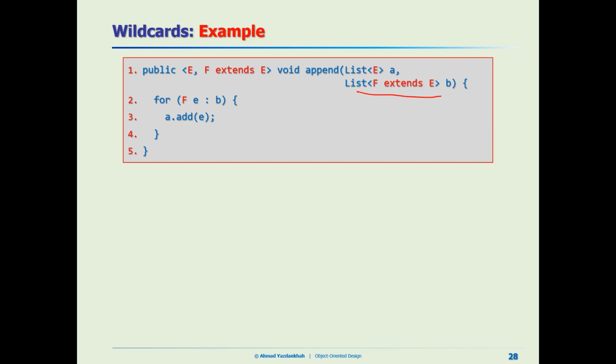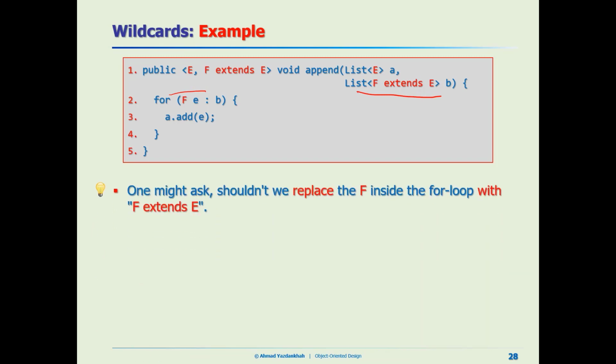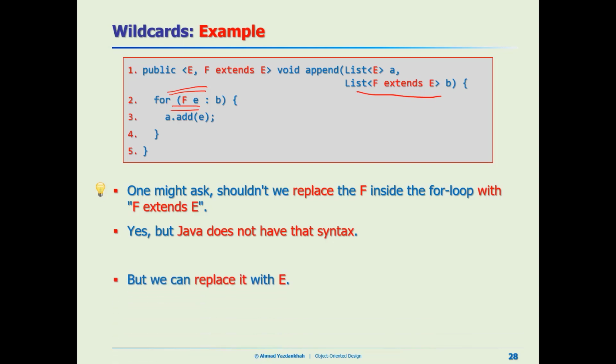And if you are asking why we didn't change this F to F extends E, it's because Java doesn't support that. It's an invalid syntax. So we keep it here as F, but we can replace it with E. I am telling you that instead of F, we can replace it with a wildcard. Let's see how. How is it possible?